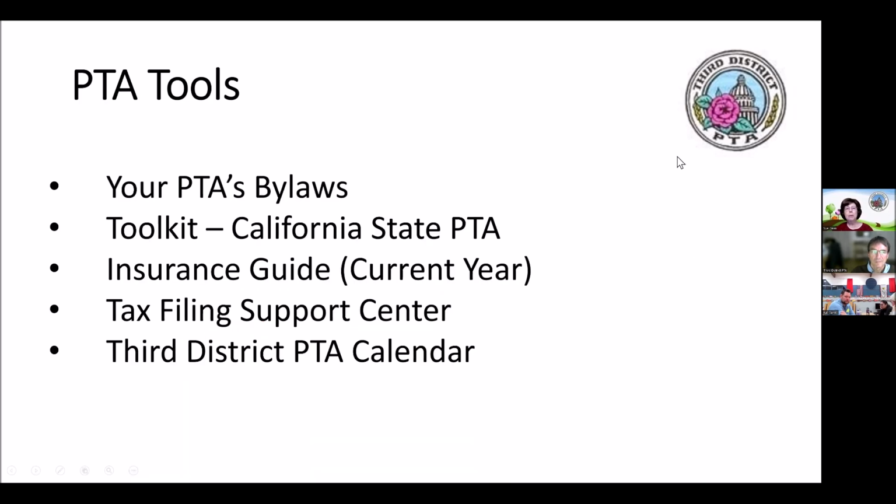PTA tools. Well, the first one is your PTA bylaws. Second is the toolkit, which the California State PTA provides. You can get a print copy of it, but it's online, updated. It's on the California State PTA website, which we'll talk about, and it's updated twice a year. So you can look up information on all topics in that toolkit.